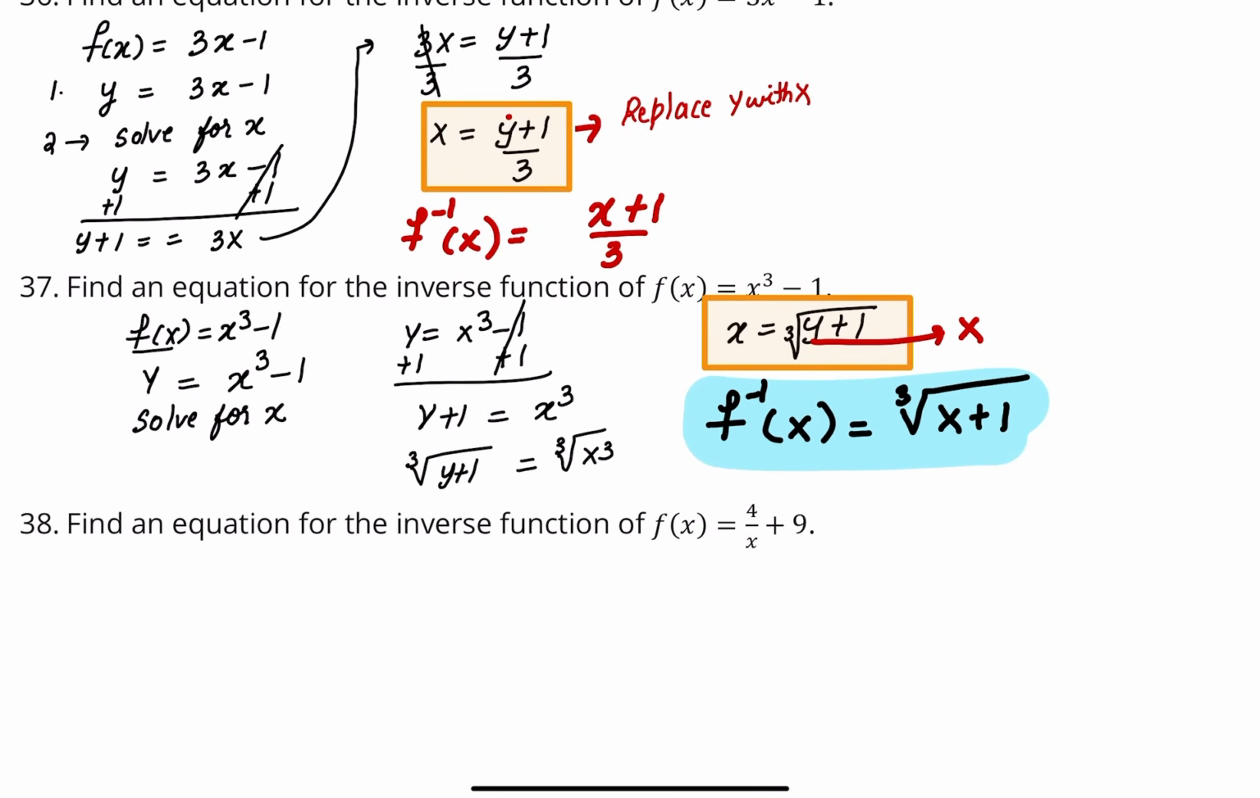Okay, step 1, you change your f of x to y. Step 2, you solve for x. Step 3, you write it as f inverse of x, and you replace your y with x. Now let's do one more problem. I'm going to write down my problem. F of x is equal to 4 over x plus 9.